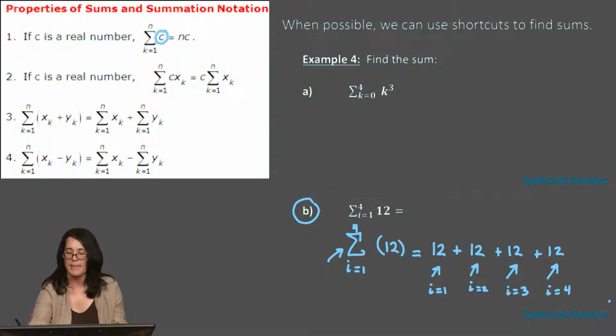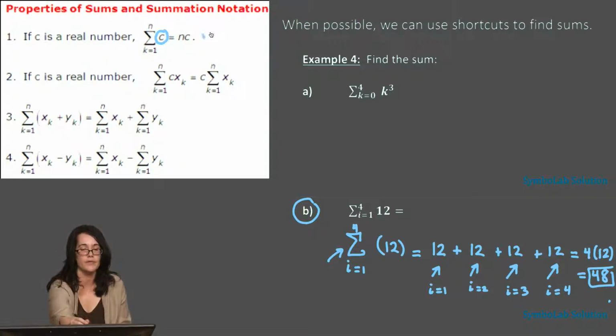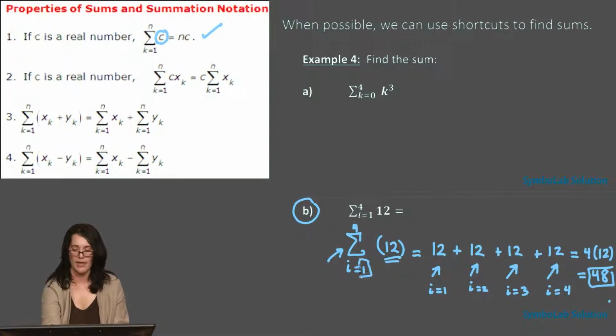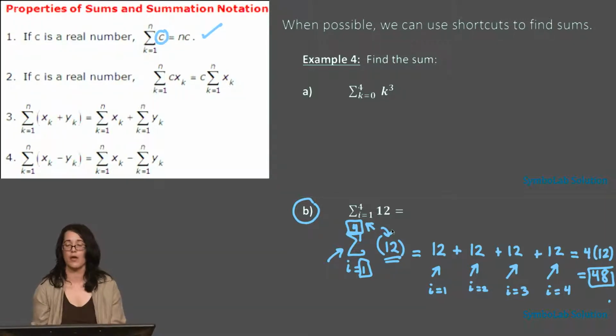So what ended up happening? Well, we had 4 copies of 12. So couldn't I have just done 4 times 12, or 48? And that's what that shortcut is suggesting. You might not have seen it before, but here's what it's saying. If I have a constant here, and I'm starting at 1 and ending at some number, I could simply multiply the upper limit here times my sequence constant, 4 times 12, and I'll get my answer a little bit faster than writing it out. So if you like that, feel free to use that.